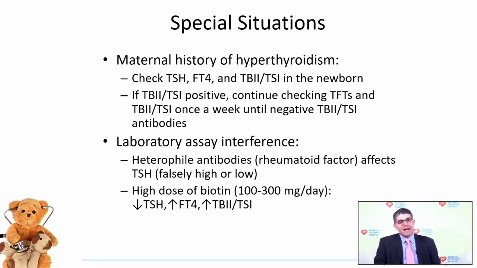If you are taking high doses of biotin, the laboratory tests are going to look identical to Graves' disease: low TSH, high free T4, and the antibodies can be positive, the TBII or TSI antibodies. And this is very tricky because you may be tempted to treat the child. What you do is, if the child doesn't have an increased heart rate and doesn't have any clinical symptoms or signs of hyperthyroidism, you stop the biotin and repeat the test 1 or 2 weeks later.